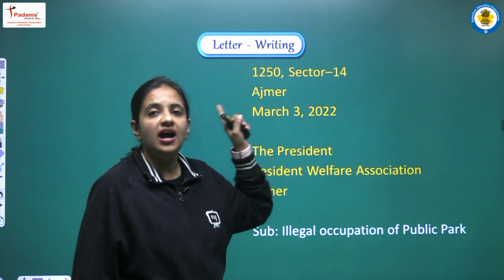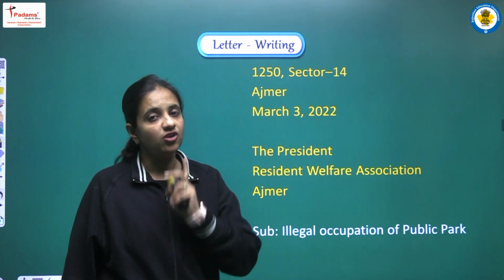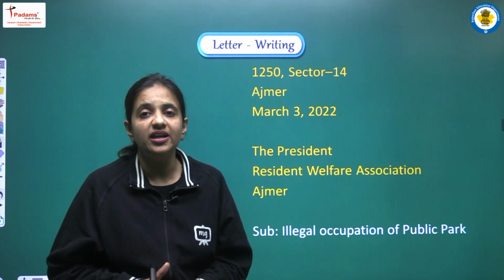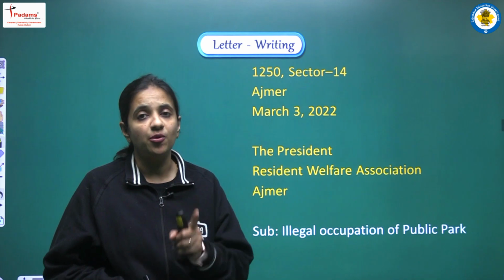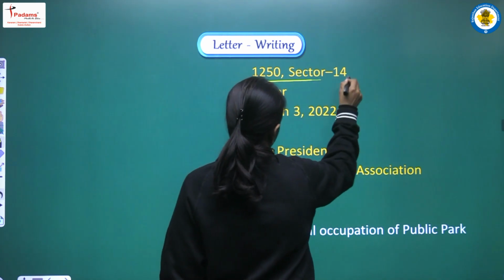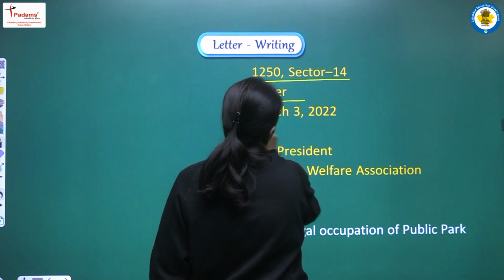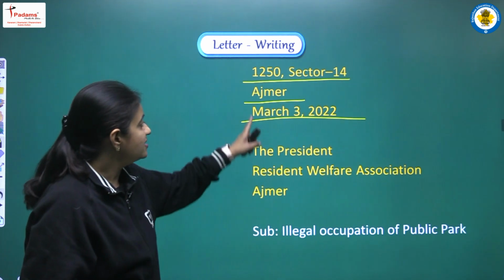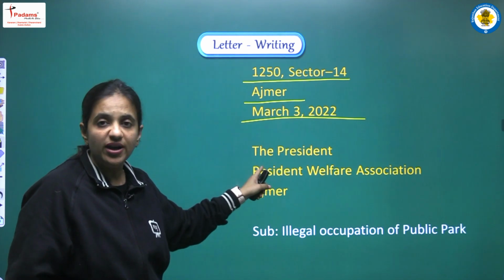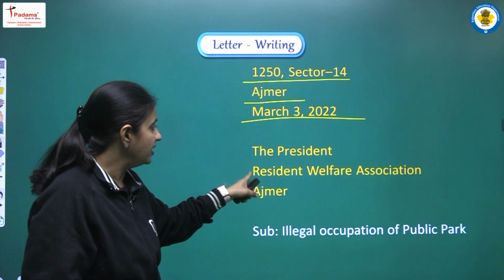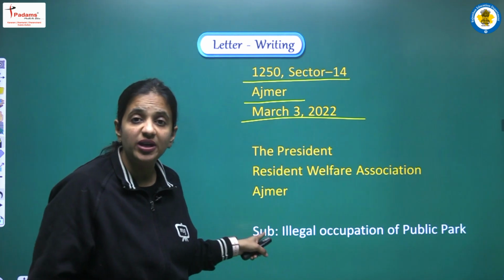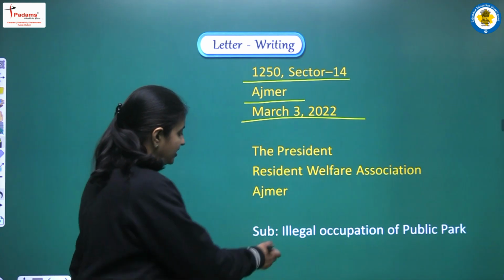So first of all, we are writing the address. The address was not given in the question, so we can use any address here, but it should be in a proper manner and in a proper format. So we are writing 1250 Sector 14 Ajmer, and next we are writing the date, that is March 3rd 2022. Next we have to address the president. So we are writing the President, Resident Welfare Association, Ajmer. Clear?